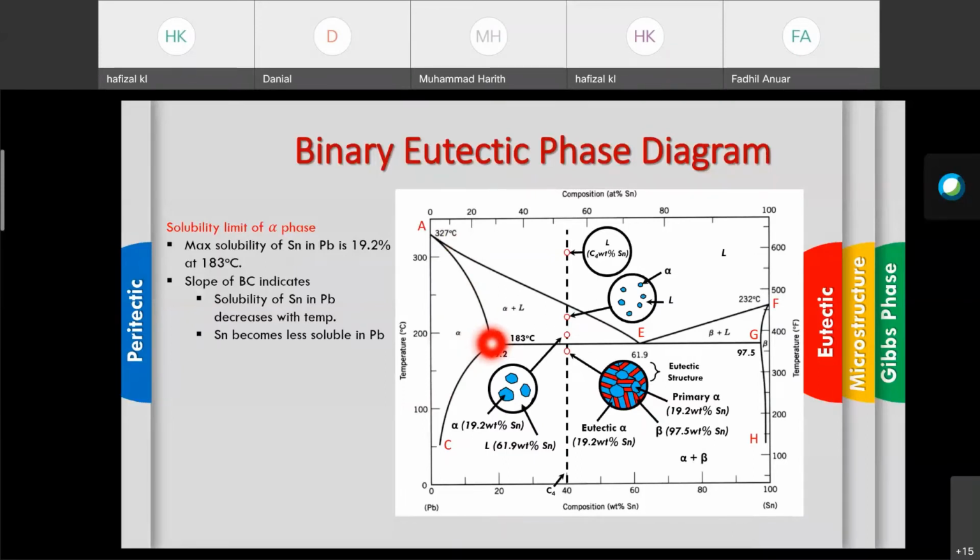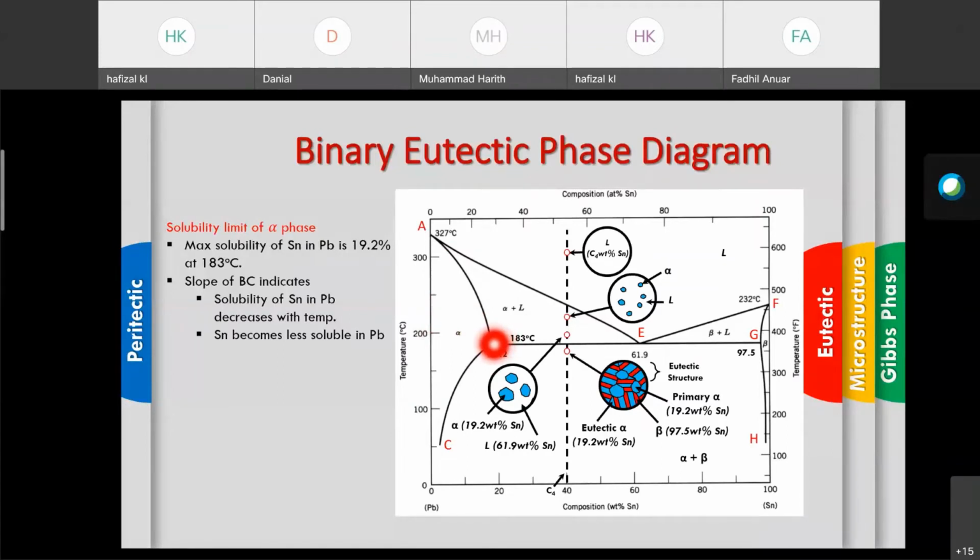which the value is 19.2. If the value is 19.1 percent, that means there is no Sn in this part, whereby we can see the 100% of alpha, which at this point the temperature is 183 degrees Celsius.